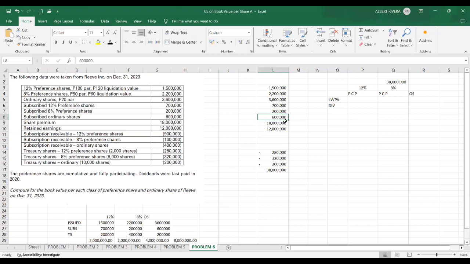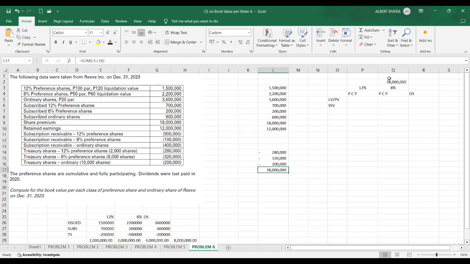Okay, this is for ordinary. Then share premium of 18, retained earnings of 12. Okay, the succeeding subscription receivable 900, 100, and 400, ignore. Okay, you start at the 280. This is your treasury minus 320, treasury again, and treasury again, 200,000. Okay, so this is now the total stockholders' equity to be used, which is what?